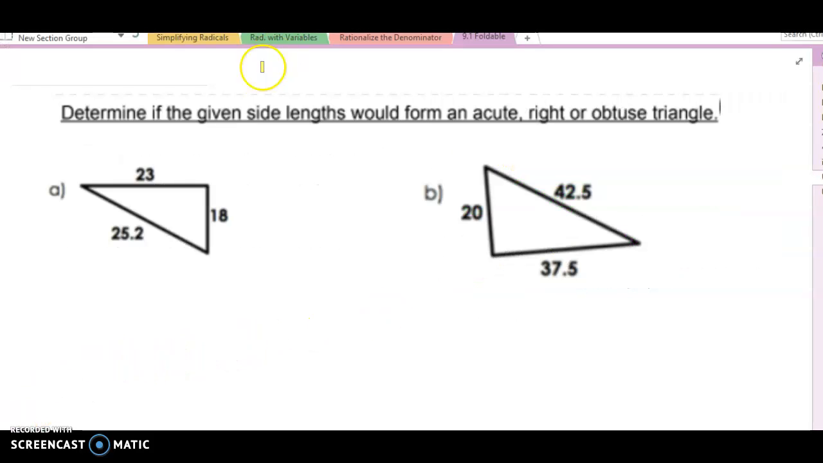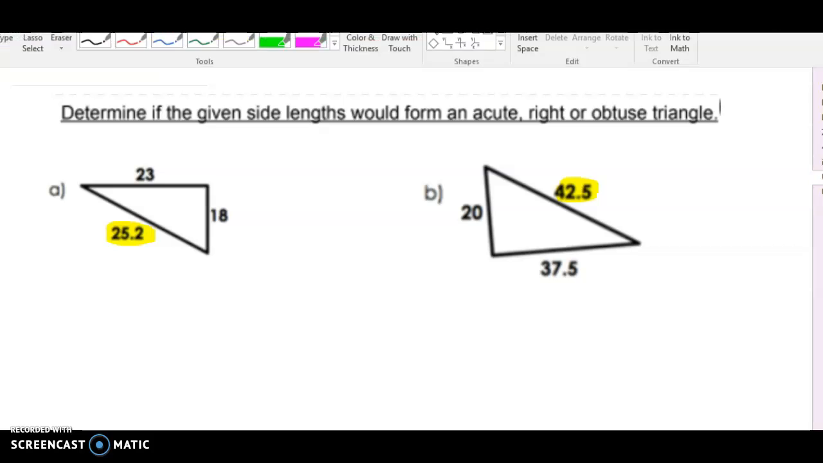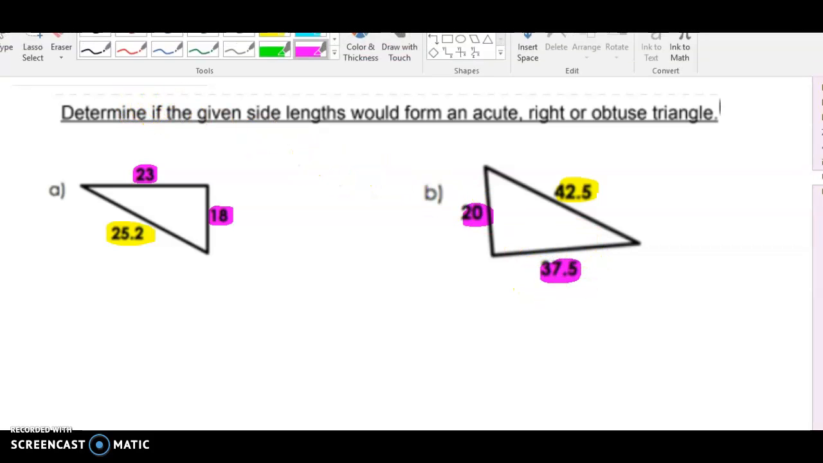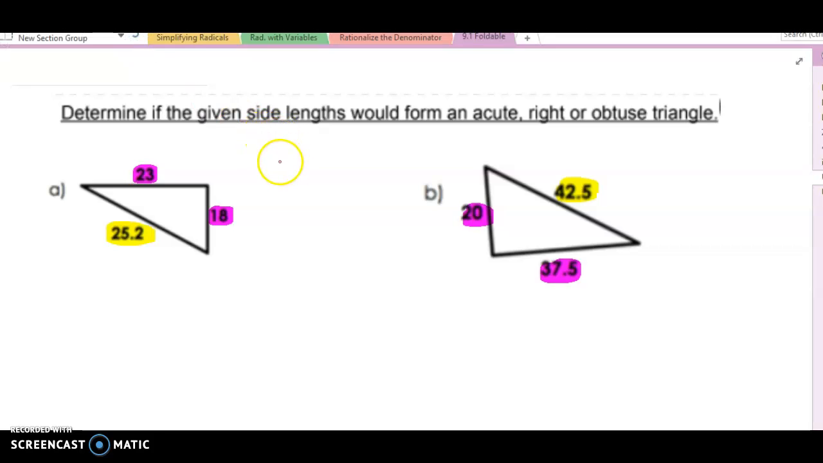All right, so let's look at A and B. Now I'm going to highlight my biggest side yellow, and I'm going to highlight the two smaller sides purple. Okay. Now, it says determine if the given side lengths would form an acute, right, or obtuse triangle. So it's telling us they do form a triangle. So what I want to do is find a squared plus b squared, and then compare it to my c squared.